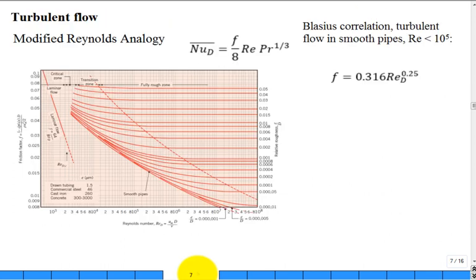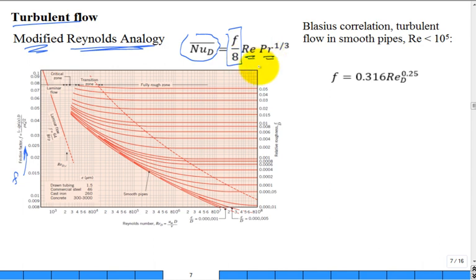What about turbulent flow? If it's turbulent, think about the Moody diagram. Think about that Reynolds analogy, or the modified Reynolds analogy out of the previous chapter 6, which has some average Nusselt number is some friction factor F off of the y-axis divided by 8 times the Reynolds number times Prandtl to the 1/3.